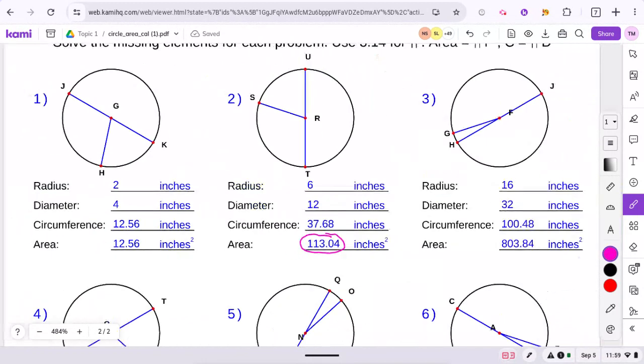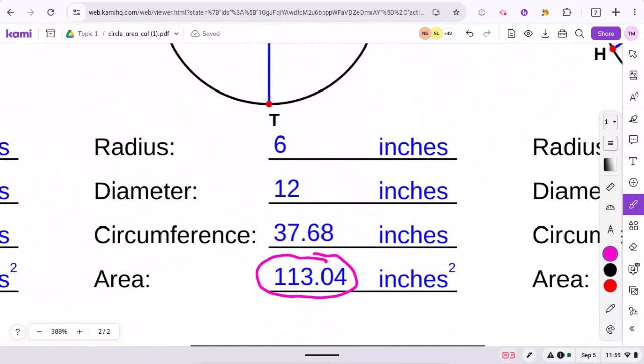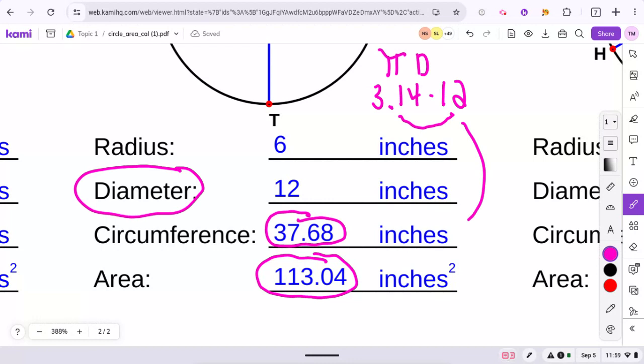Now the circumference, remember, is pi times diameter. So to get this answer of 37.68, you would go pi times diameter. Pi is 3.14. Diameter for this is 12. So if you put 3.14 times 12 into the calculator, you would get this answer here, 37.68.